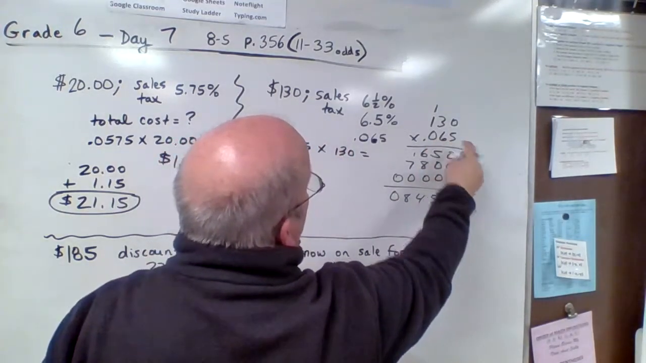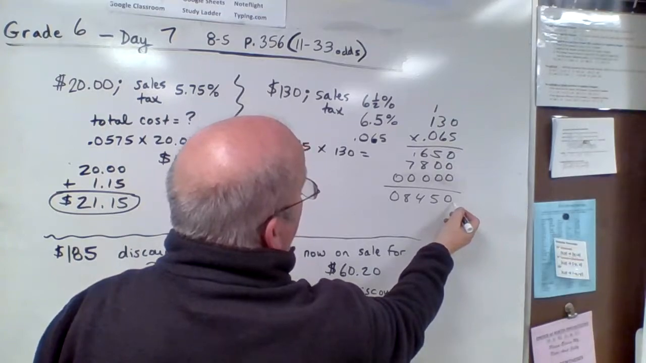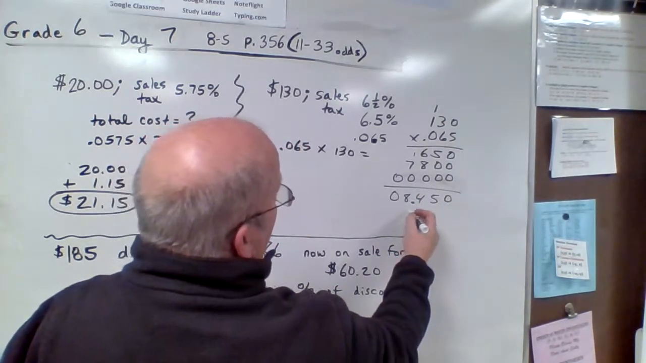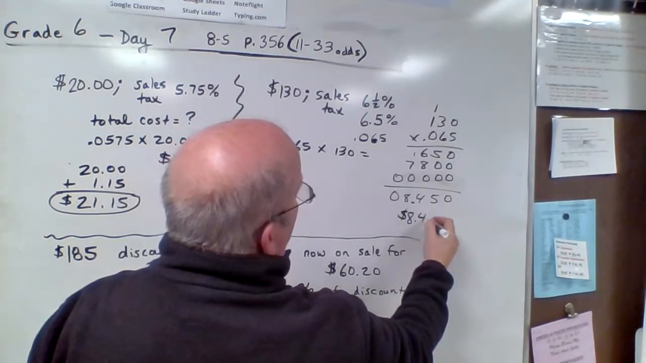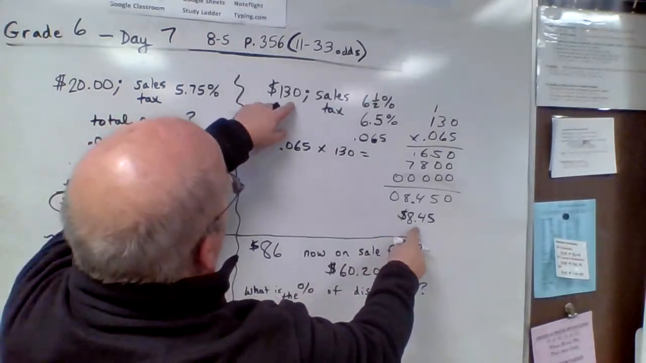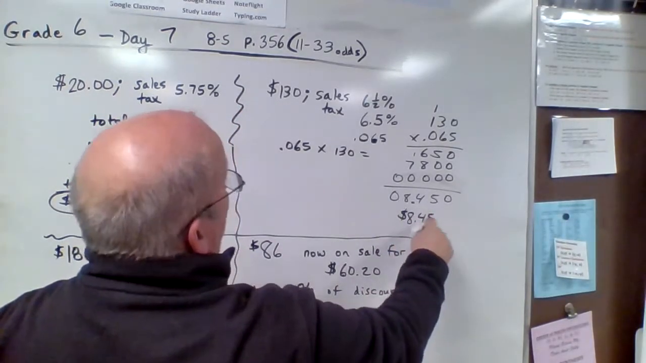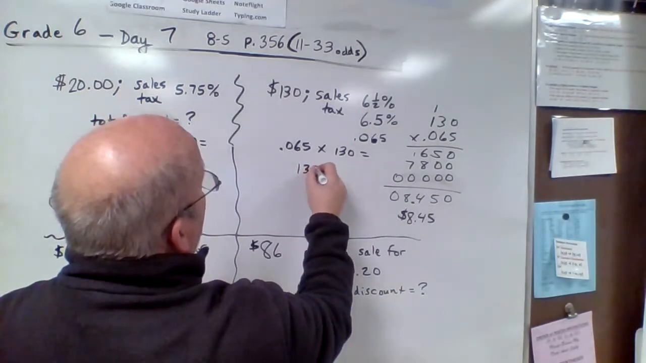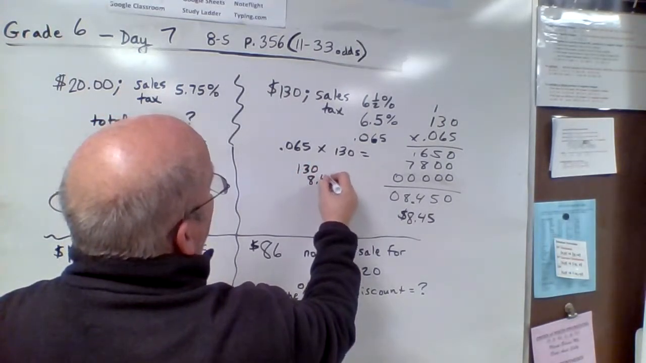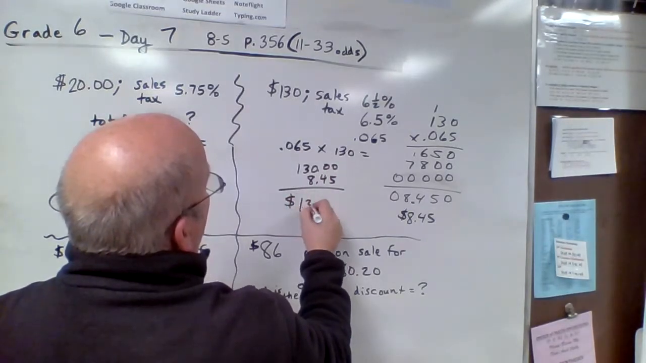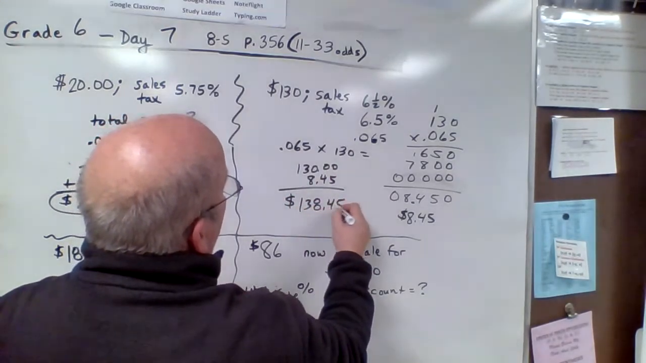There's 3 decimal places over here, so let's move the decimal point over 3 places. And what number is that? Well, that's the number $8.45. I need to take that $8.45, because that's the amount of the tax, and I need to add it to the 130. And when I do that, don't forget to line up the decimal points, we get a total of $138.45.